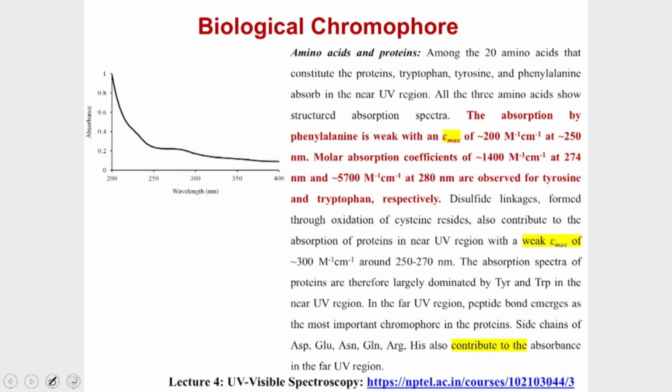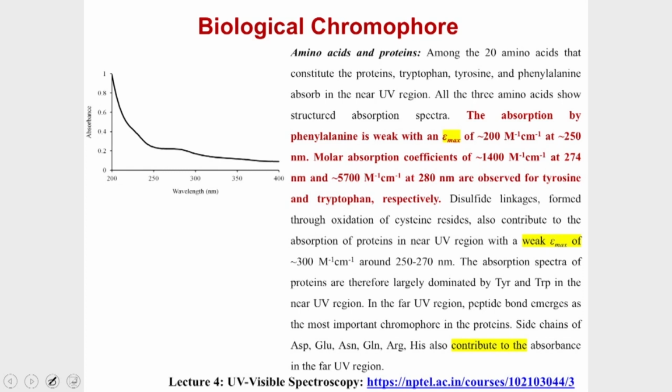In the far UV range, the peptide bond emerges as the most important chromophore in the protein. The side chains of aspartate, glutamate, asparagine, glutamine, arginine and histidine also contribute to the absorbance in the far UV range. So, this is all about the protein.